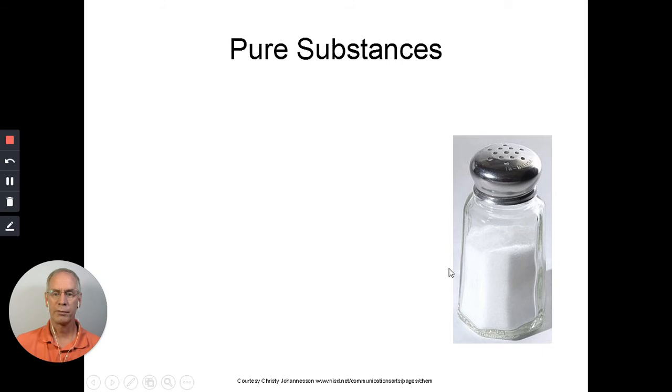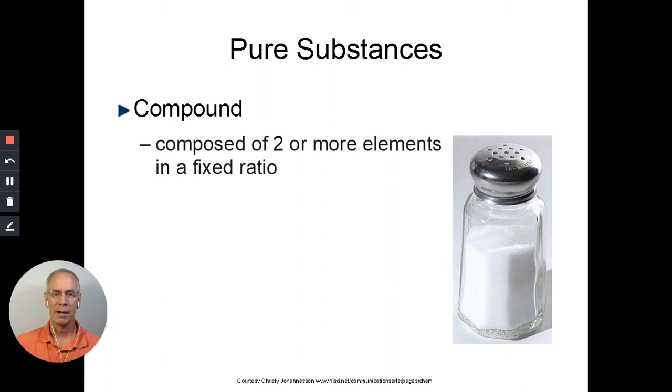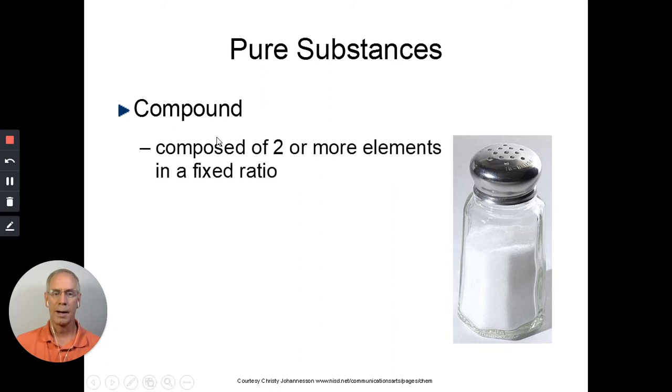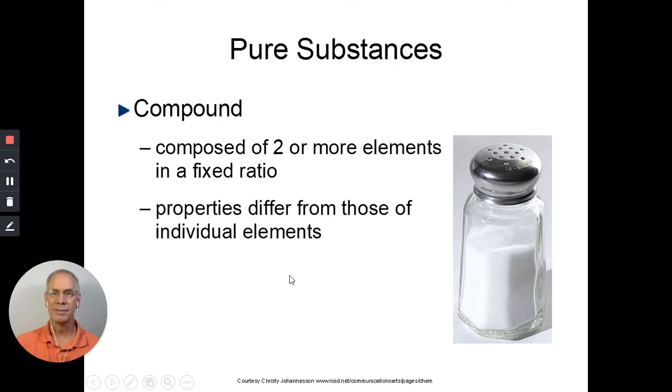Here's a pure substance. Obviously that's table salt. Table salt has the formula NaCl, or the name sodium chloride. It is a compound. It always has the same ratio. Compounds are made of two or more elements in a fixed ratio. Table salt happens to be NaCl.